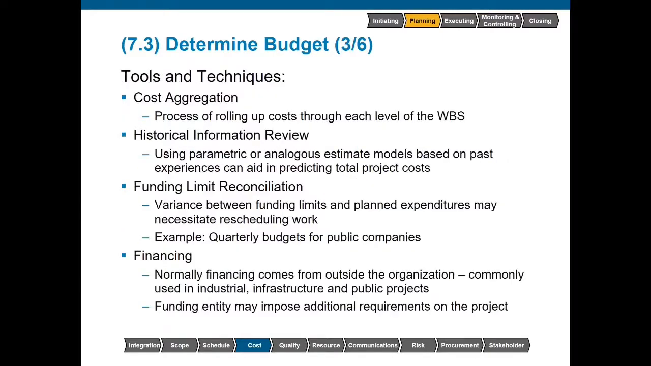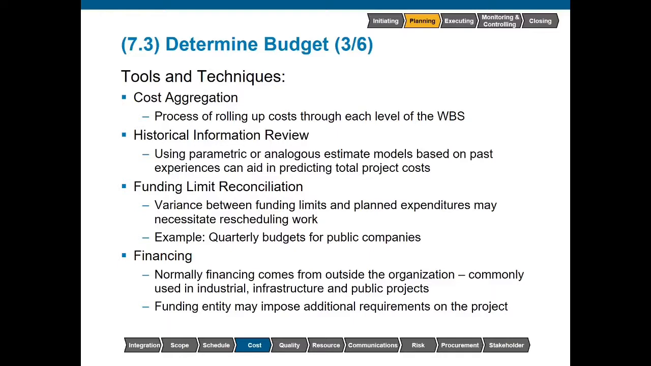The tools and techniques that we're going to use in this process include our cost aggregation, which is how we are going to roll up the cost through each level of the WBS. We will actually see this in action on the next slide. Historical information review allows us to compare a past similar project to what we're currently doing. Obviously, we want something as recent and relevant as possible.